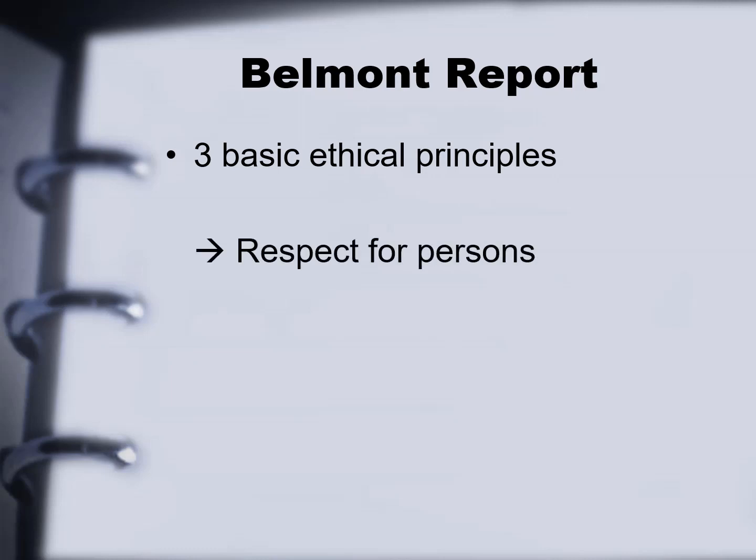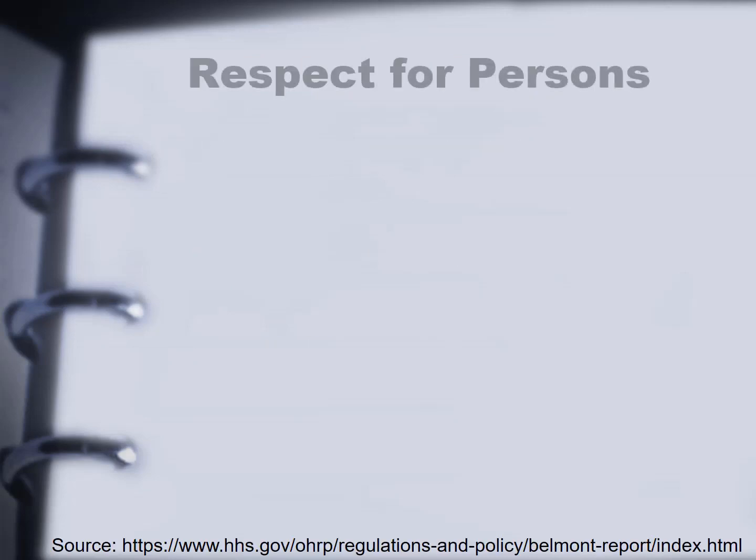So let's talk a little bit, just briefly, about the Belmont Report in terms of the 3 basic ethical principles that underlie it. The first is respect for persons, second, beneficence, and third, justice. I'm going to go over each one of these individually. Well, let's start with respect for persons.